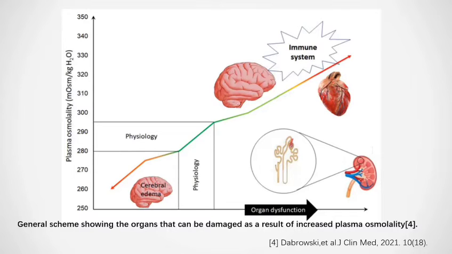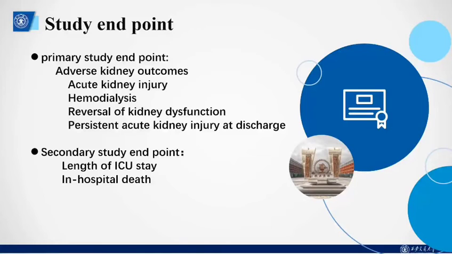This picture shows the vulnerability of organs in osmotherapy, which clearly demonstrates that the kidney is the most sensitive organ in this regard. So in our research, we specifically investigated risk factors related to AKI and observed the impact of change of osmolarity and some electrolyte disorder on AKI and outcomes of patients. Our primary study endpoint is adverse kidney outcomes, and the secondary study endpoints are length of ICU stay and in-hospital deaths.